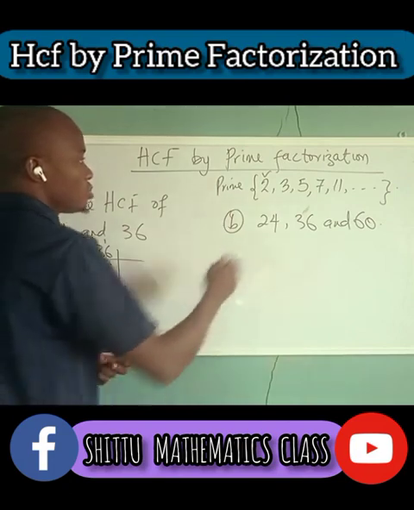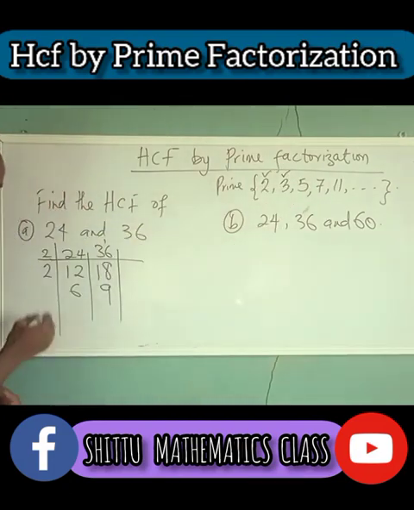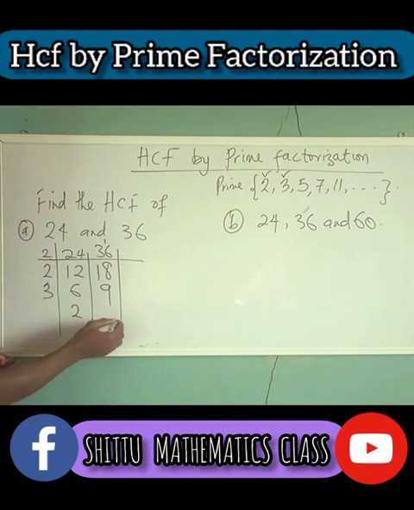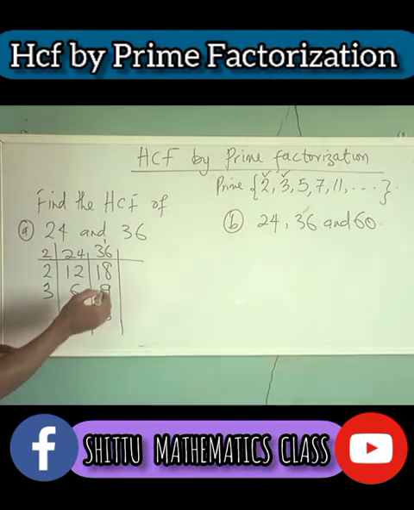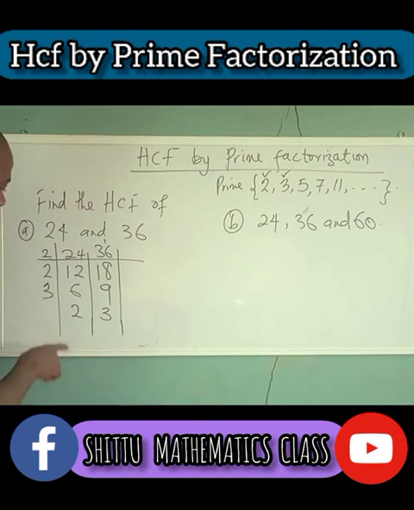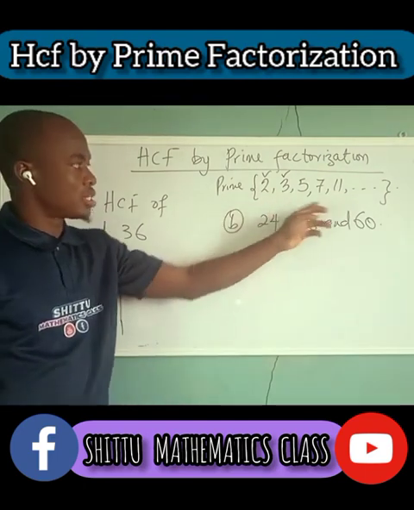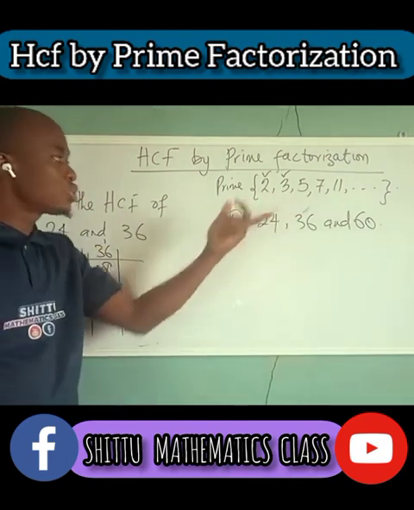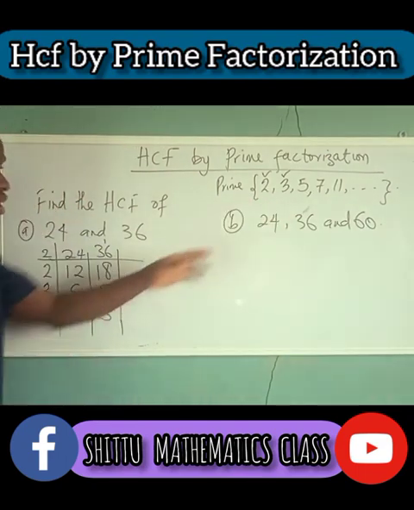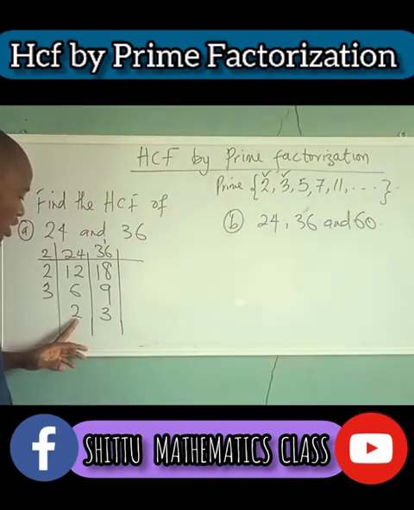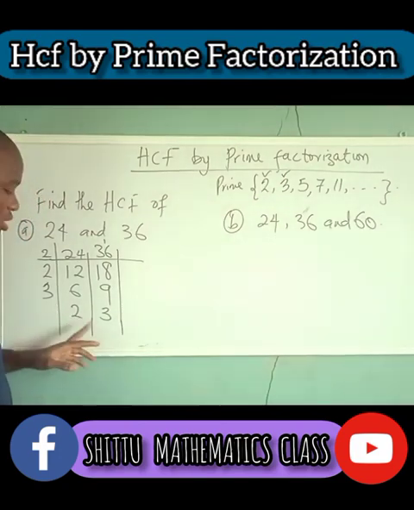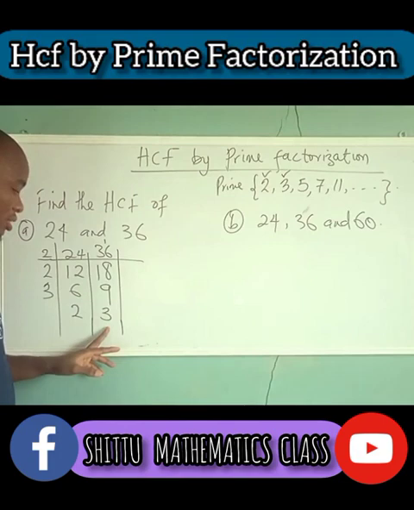Then we jump to the next one, which is 3. So now let's use 3 here. 3 in 6, we have 2. 3 in 9, we have 3. Are you getting it now? So when you look at this now, we have 2, we have 3 here. Now when you look at these numbers here, you're going to be looking at which of these prime numbers can go in 2 without remainder, which one can go in 3 without remainder.